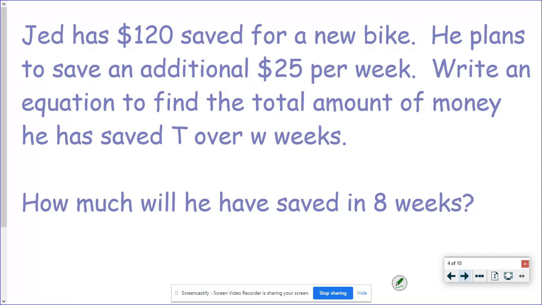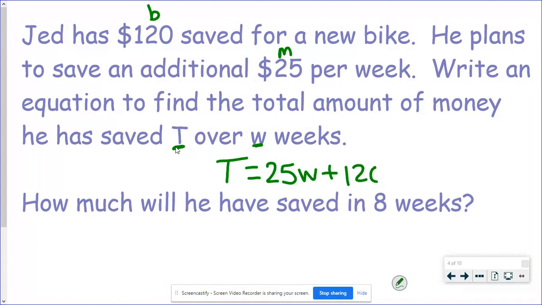So T is going to be the total money that he saved. He's saving this much money, the 120 and the $25. The $25 is what's happening every single week. That's my slope. The 120, that's what he begins with. That's my y-intercept. So this is going to be $25 for every week plus the $120 that he had to start with.